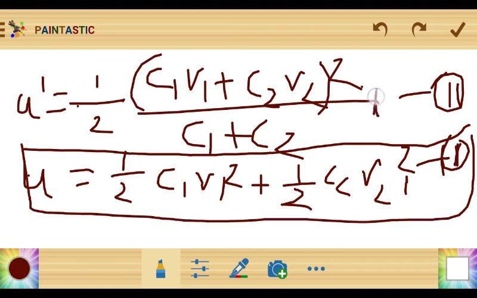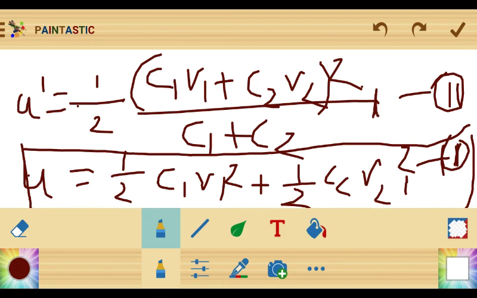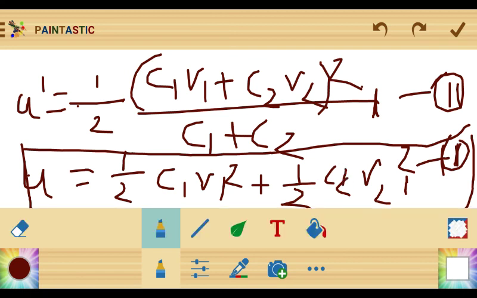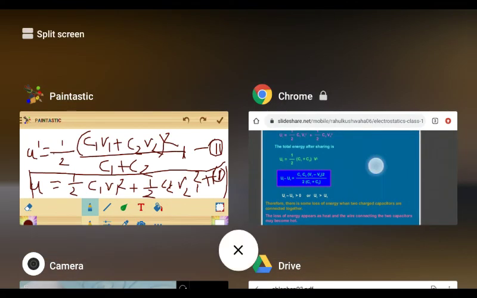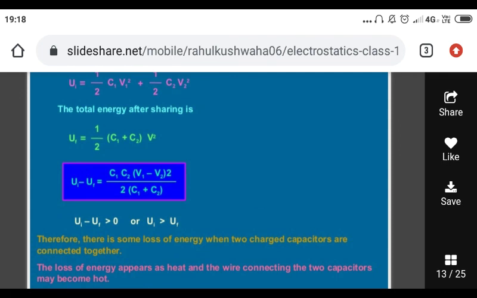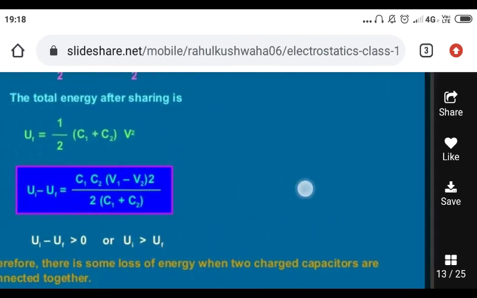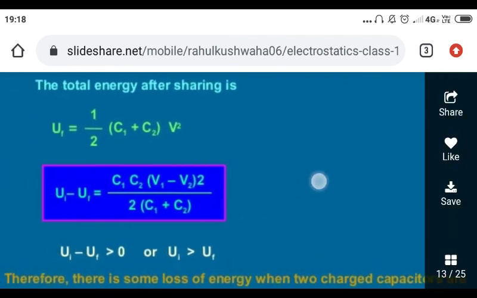So the loss in energy. The system energy initially was more, but once the two conductors are joined, the energy decreases. So to calculate, we simply take U minus U dash. This first equation is directly derived from the second equation. And after solving these equations, you can see U initial minus U final.